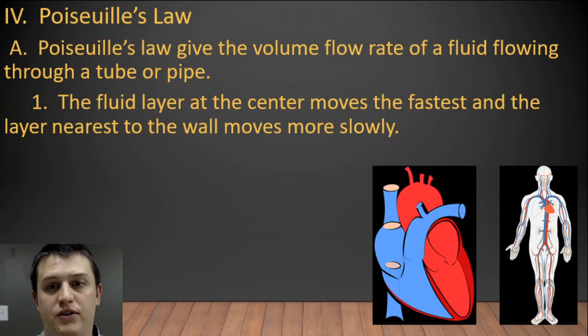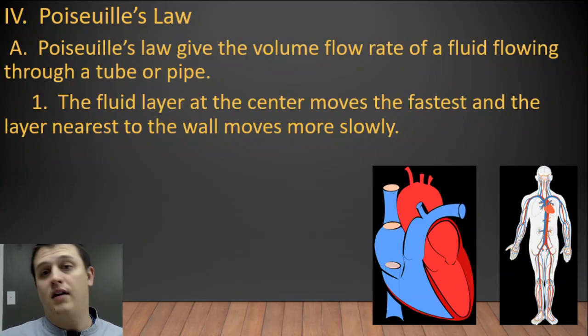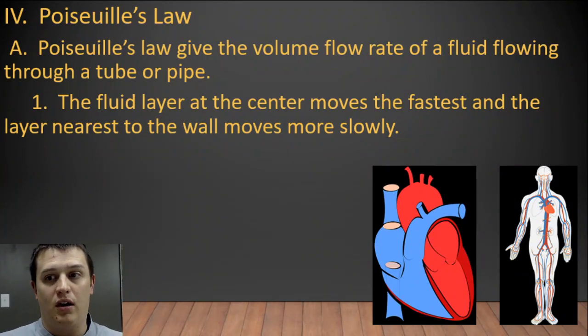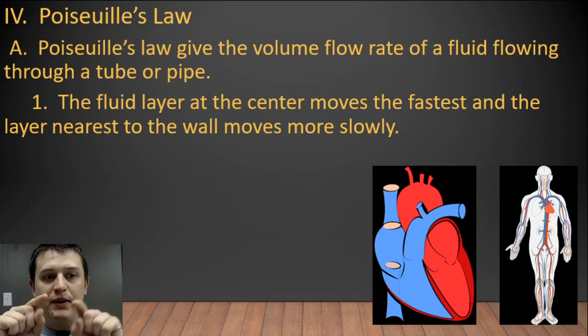So Poiseuille's law, I'm not sure exactly how to say it. That's okay. Just call it the PLL law. It gives the volume flow rate of a fluid flowing through a tube or pipe. In this case, the pipes I chose, or tubes, are the heart and blood vessels. So you're actually going to have the idea that the fluid layer at the center moves the fastest and the layer nearest to the wall moves slowly. So in this case, this is why we get plaque buildup in our blood vessels, because the plaque builds up around the outer edges of the walls of the lining of the blood vessels and arteries.